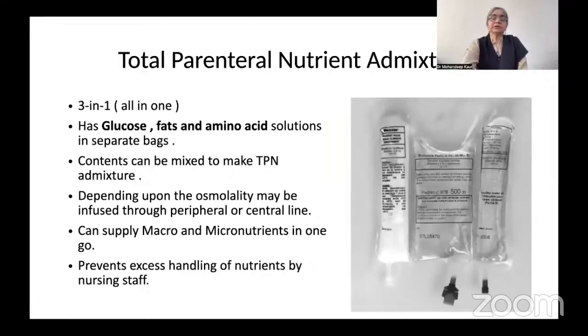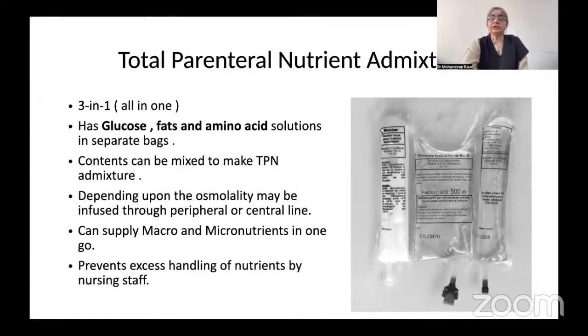Total parenteral nutrient admixtures. This picture shows it as 3-in-1, also called all-in-one. There are separate bags having glucose, fats, and amino acid solutions. Contents can be mixed to make TPN admixture. Depending upon the osmolality, it may be infused through a peripheral or central line.